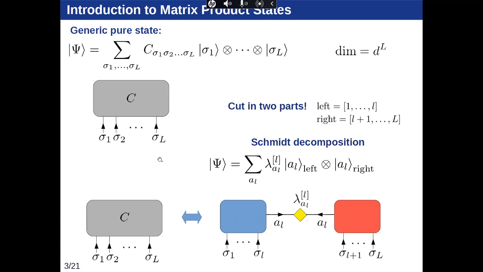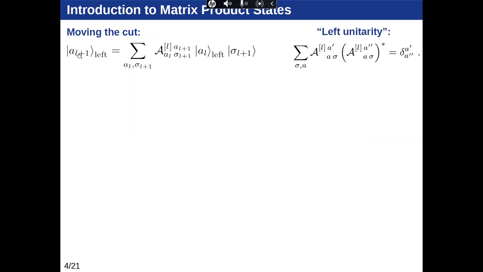Graphically, this decomposition can be done: I cut this object into two, and this is just a contraction of such a three-tensor. The lambda is a diagonal tensor, so this index is the same on both sides. Now these Schmidt states can, in principle, be found for any cut. So if I move the cut one site to the right, I try to get the new Schmidt states at the cut position l plus one. I can give these states using the Schmidt states at cut position l and the local basis at site l plus one.